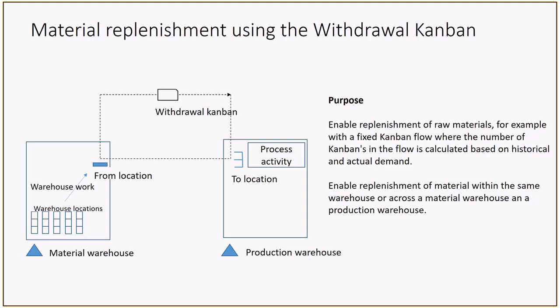I also showed you two ways to set up the flow for the withdrawal Kanban. One is that when the Kanban is created, work is created to transfer from the warehouse locations on the material warehouse to a from location. Then we have a separate process to complete the withdrawal Kanban in the Kanban board for transfer jobs. Or we can set up this transfer activity to automatically complete when you complete the put transaction for the pick work, and then the worker is directed directly to the input location on warehouse 61.